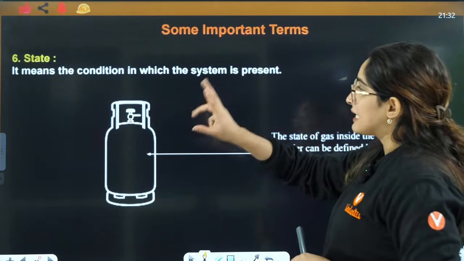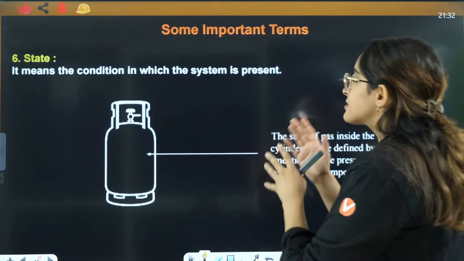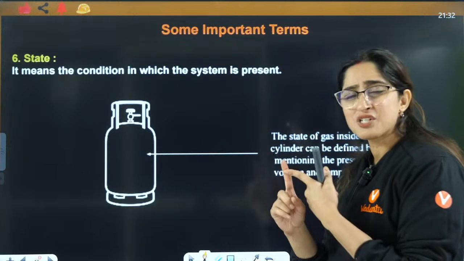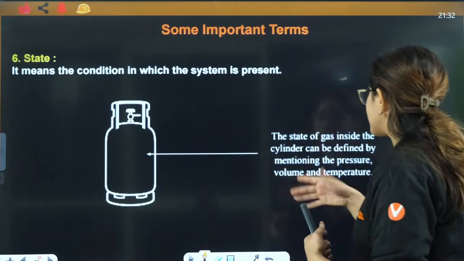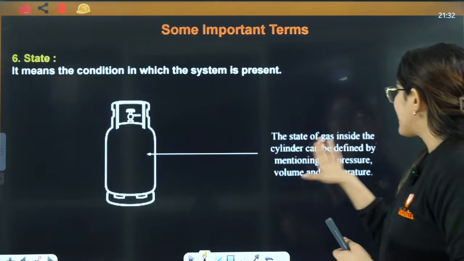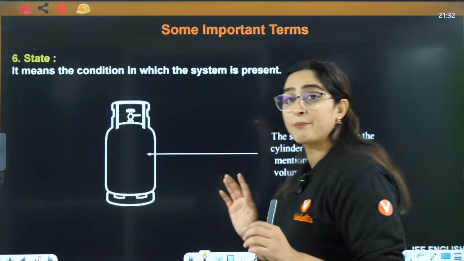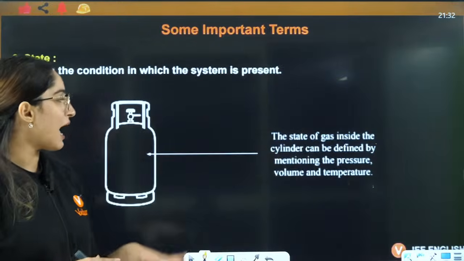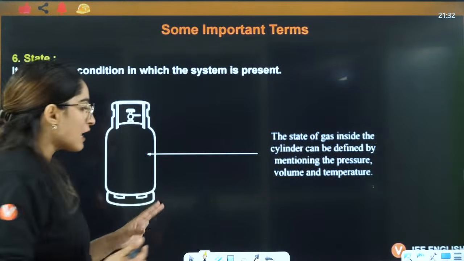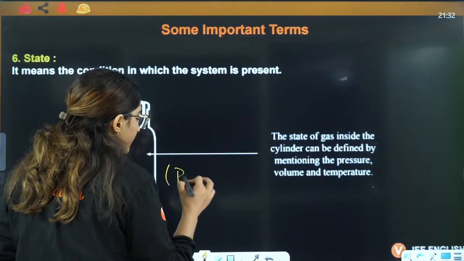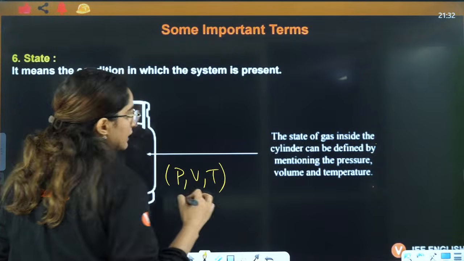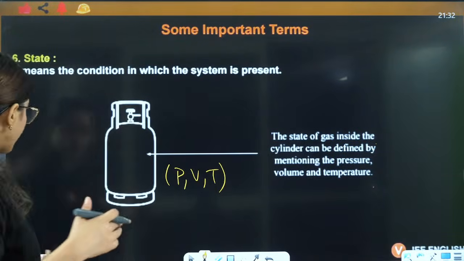Then state means the condition in which the system is present. Is it gaseous, is it liquid? What kind of state is that? The state of the gas inside the cylinder can be defined by mentioning the pressure, volume and temperature, right? The gas is inside it, and we mention it by P, V, T, right? That is how we mention the state.